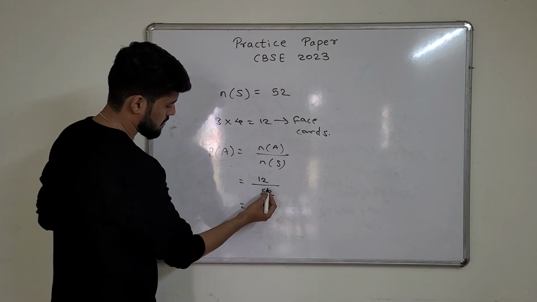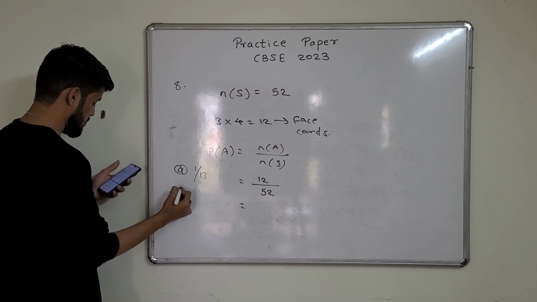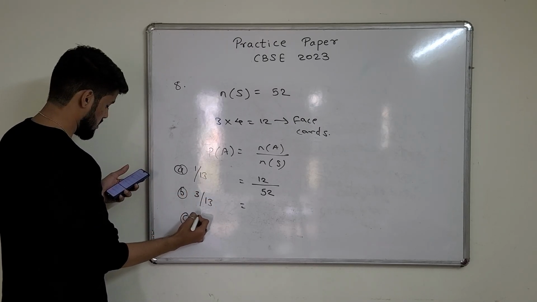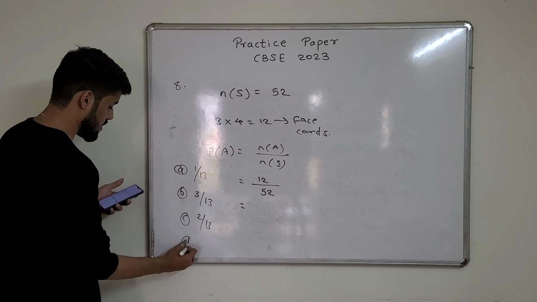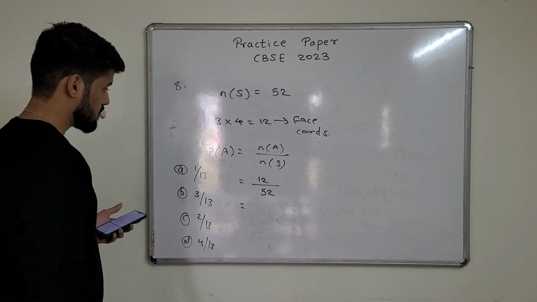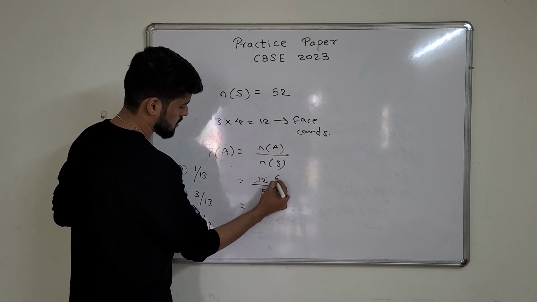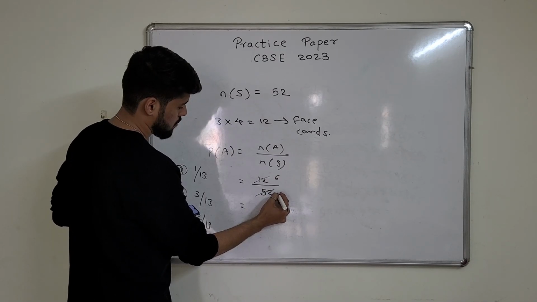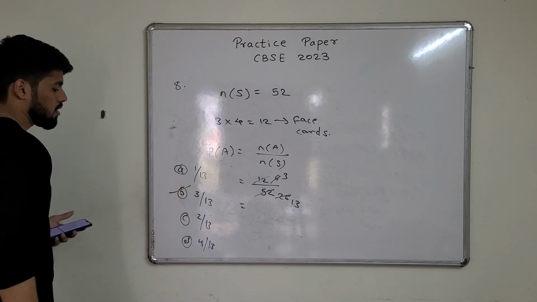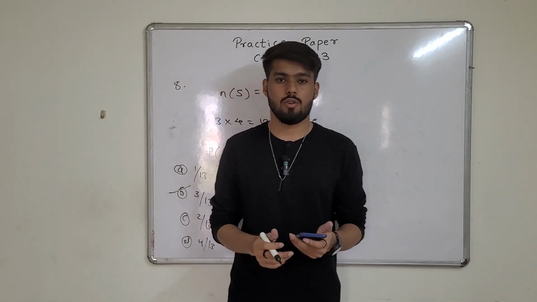The options we have are: option A is 1 upon 13, option B is 3 upon 13, option C is 2 upon 13 and option D is 4 upon 13. So solve this and you will get 3 upon 13. So option B, 3 upon 13, is the right answer. It was a probability question, very easy. Let's go for the next question.